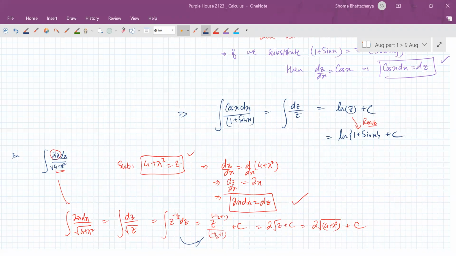We have to identify within the integration that whatever we are substituting as z, that term's derivative should be there. Here, the numerator has 2x, and the denominator has a square root function, and inside the square root there's 4 plus x square. If we differentiate 4 plus x square, the derivative is 2x, and that 2x term is there in the numerator. So we can use this method. If the numerator had something else, then we could not use this method. You understand my point, no? Yes, sir. Thank you.